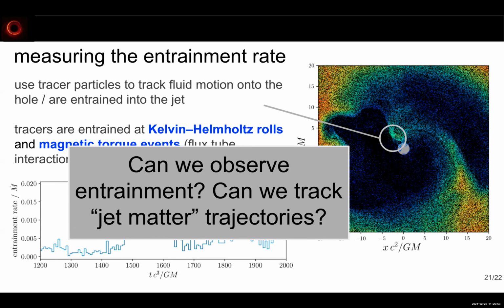And so I want to point out that one of the science questions you can ask is, can we actually observe this entrainment? And one of the things that Chi-kwan mentioned, I think a few days ago, was that we might be able to, with high enough resolution, actually track the trajectories of infalling matter. And so could we also potentially track the trajectories of matter as it's entrained into the jet, or once it enters the jet, and as it gets shot out along the jet? Can we see these things?